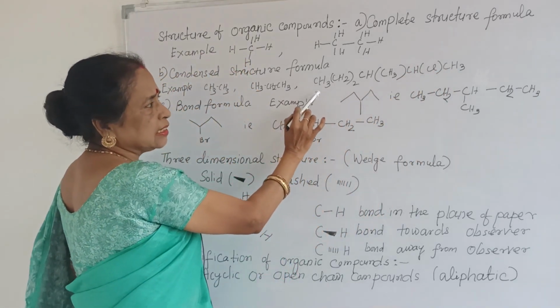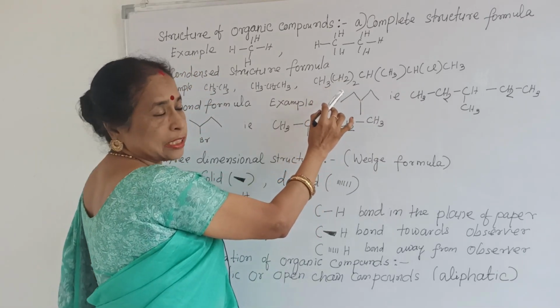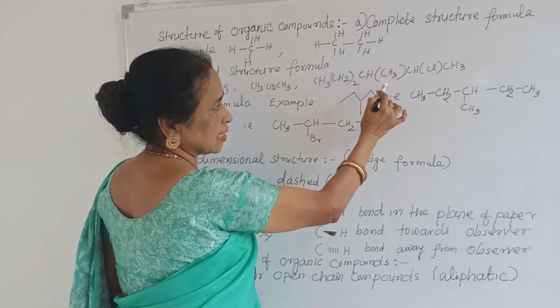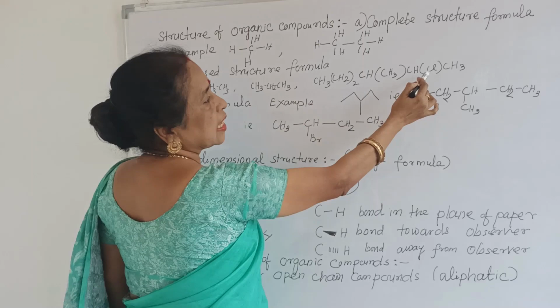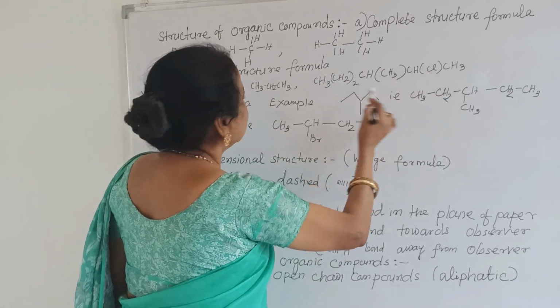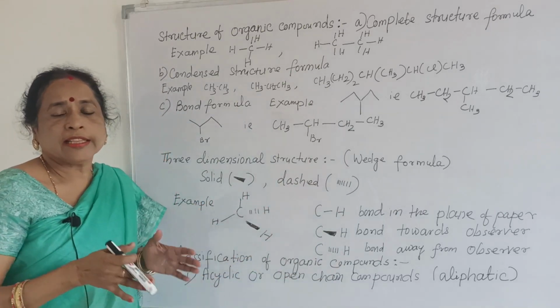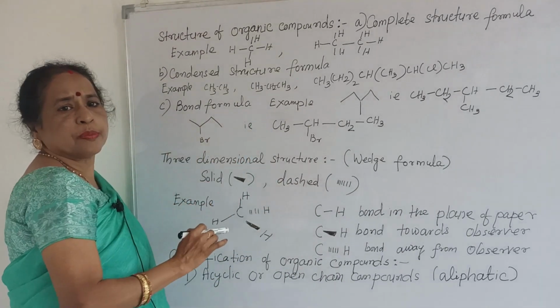That means, see here, this is the condensed form of the structure, where CH2 appears 2 times, CH3 is a branch chain, so whole CH3, and Cl is also a branch chain, that is your substituent, so whole Cl. This is the condensed structure formula, where we write the structure in a condensed form.